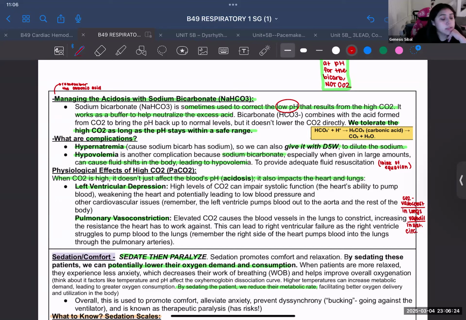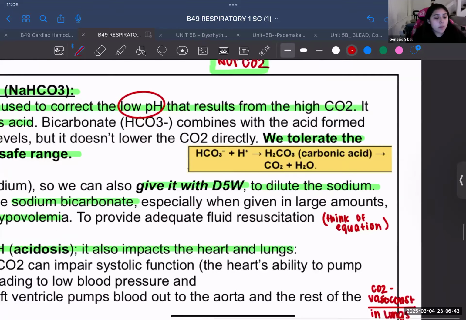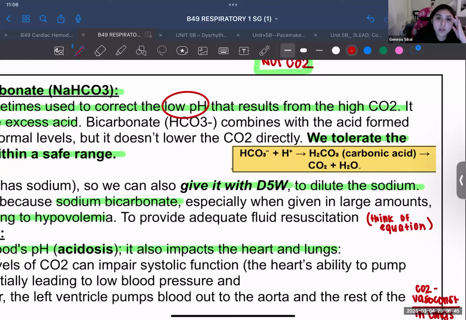Okay, so hypovolemia is the second complication. This is basically because when you're giving a large amount, now you're having a lot of fluid shifts in the body that leads to hypovolemia. To explain this further, you do not need to know this, and this is just me being a little bit extra, because I had to do this for my ICU presentation, and this actually helped me figure out why it was leading to hypovolemia.